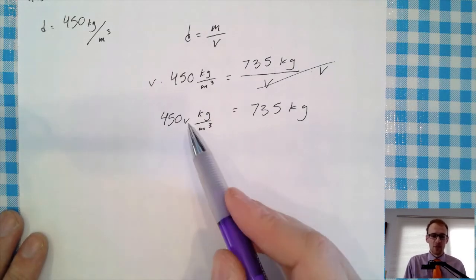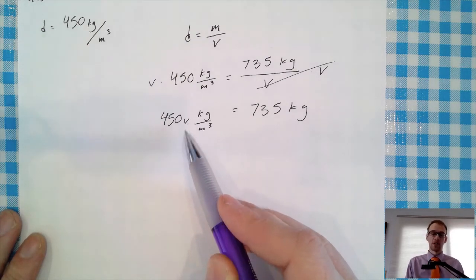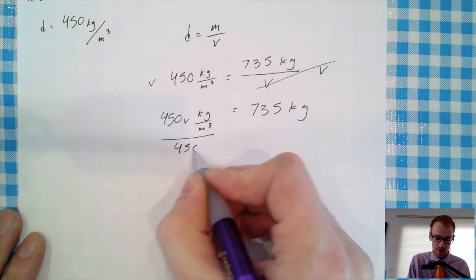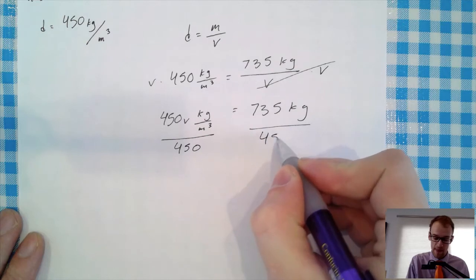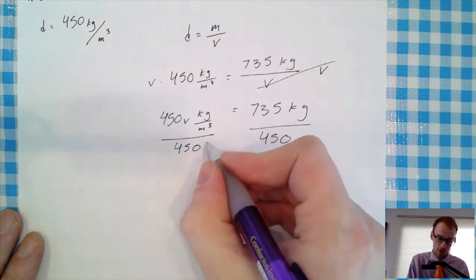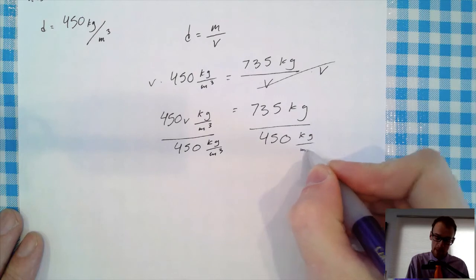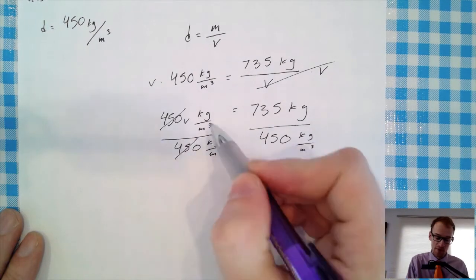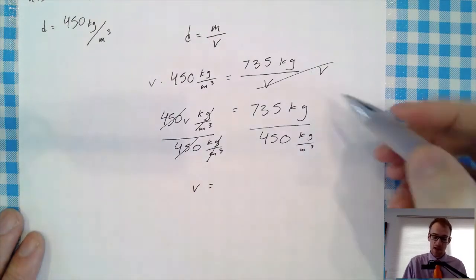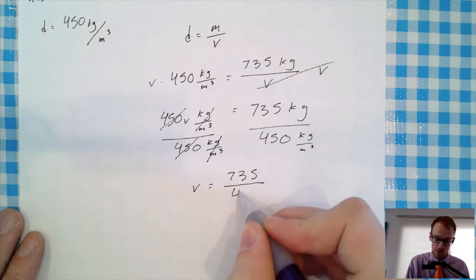Okay, so now to cancel this V, to get this V by itself, excuse me, I can divide by 450. Okay, so I'm going to divide by 450 on both sides. And I'll also divide by my units as well. Just bring the units along with it. Okay, so everything over here, 450 divided by 450, and the units cancel, they divide each other out, so we're just left with V. And on this side, I have 735 over 450.